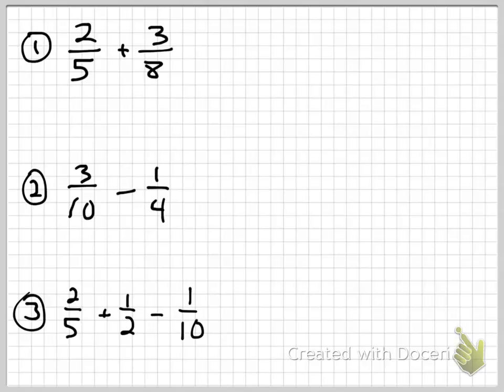All right, here we go. Let's see how you did. The first one, can I add them the way they sit right now? No. Why not? They don't have the same denominator. Awesome. What do I do to find a common denominator, Jonathan? Find the least common multiple and make that be the denominator, right? That's one method. What's the other method?